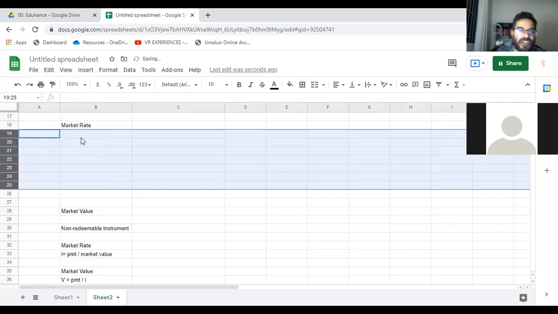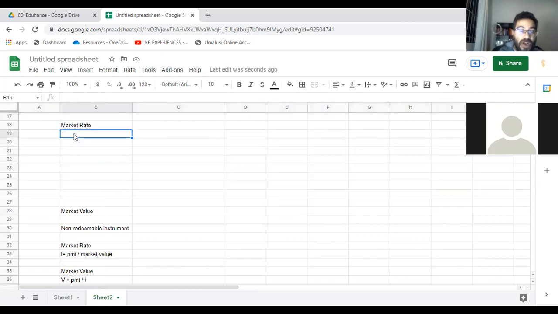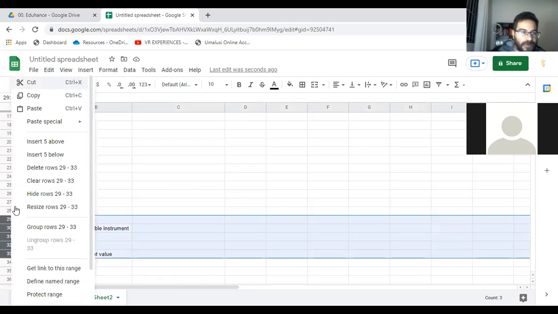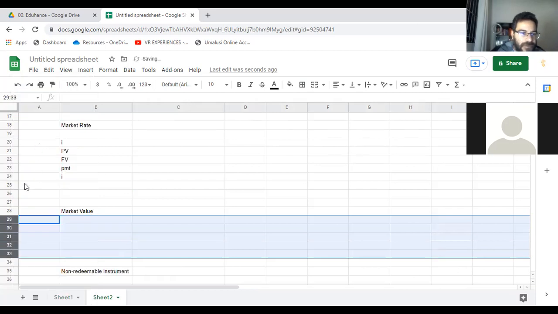So when we use the financial calculator, we use the 5 buttons on top. So for the market rate, the unknown is I. Okay, so I is the unknown. That is the market rate. That means we need the other 4 buttons, which is present value, future value, PMT, and N. Exact same thing for market value.